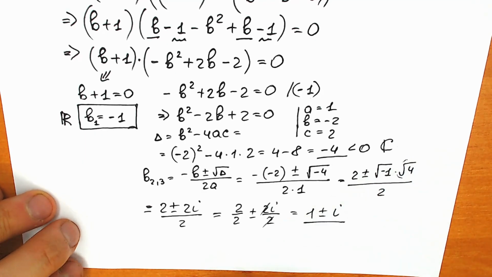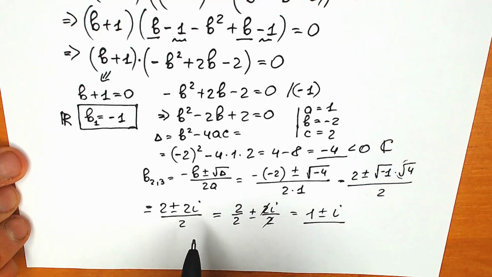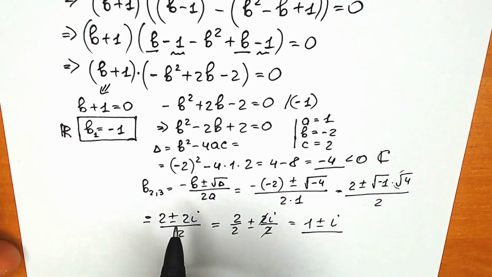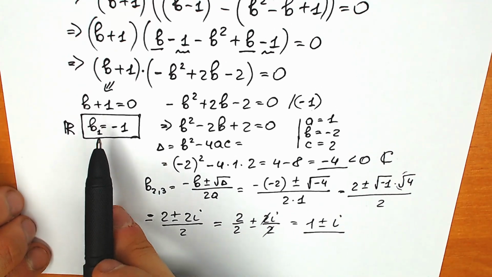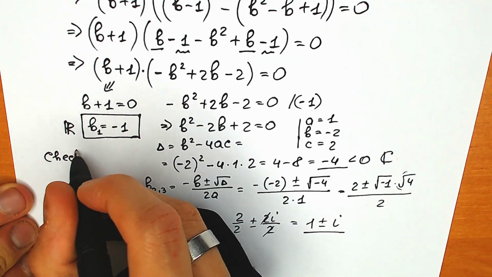These are our two complex roots. So let's write our final answer, but before writing the final answer, I'm going to check real quick our b first equal to minus 1. So let's do it. So check, yeah.